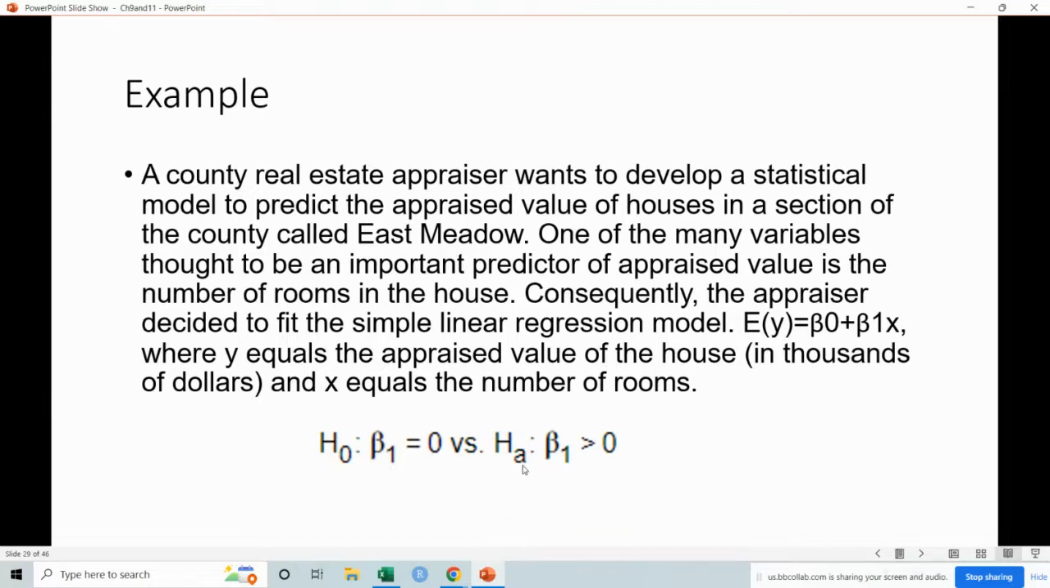And what the alternative, or our research hypothesis, or H1, whichever term we end up using, is saying is that the slope is greater than 0. So there's some correlation between that x and y value. And that's how you would set up kind of a hypothesis test using regression. It really comes down to, are these variables even correlated at all?